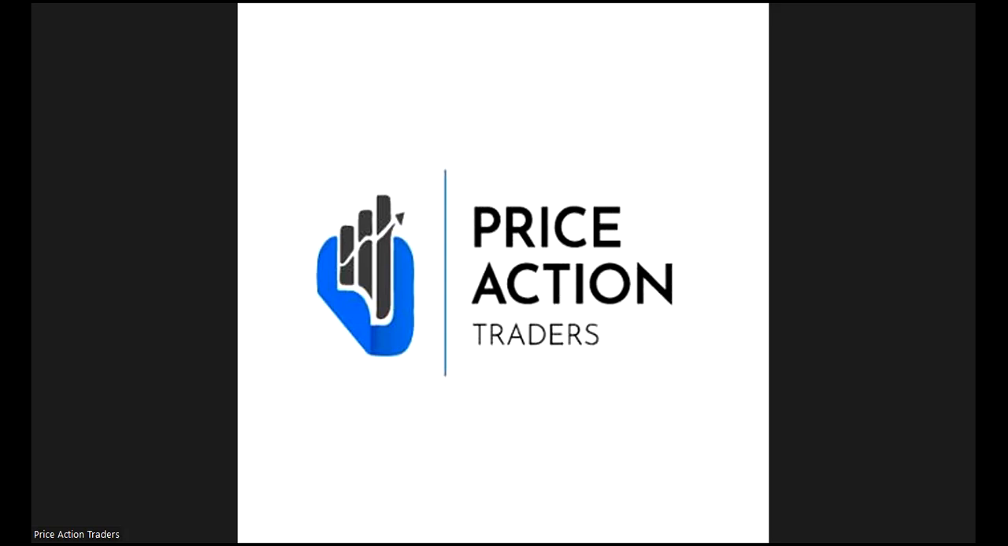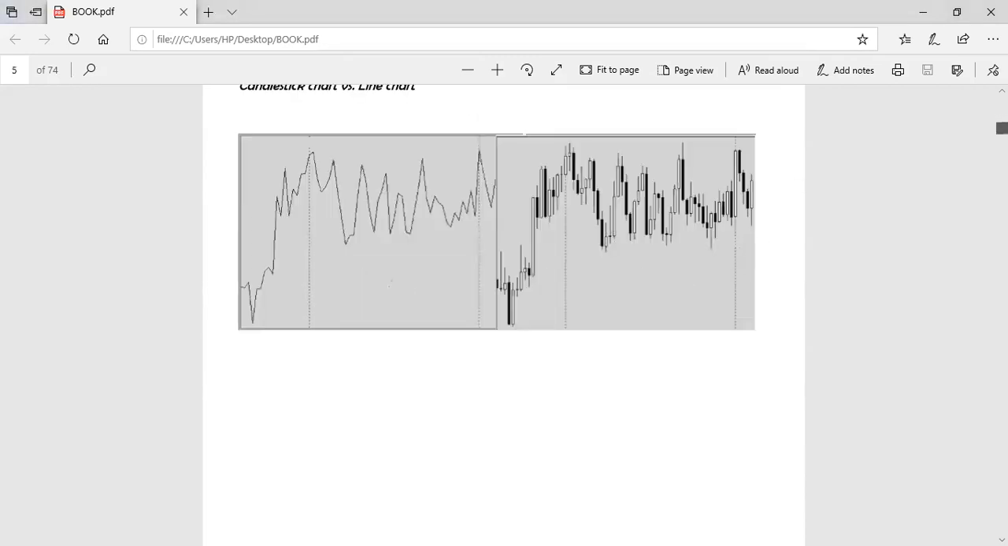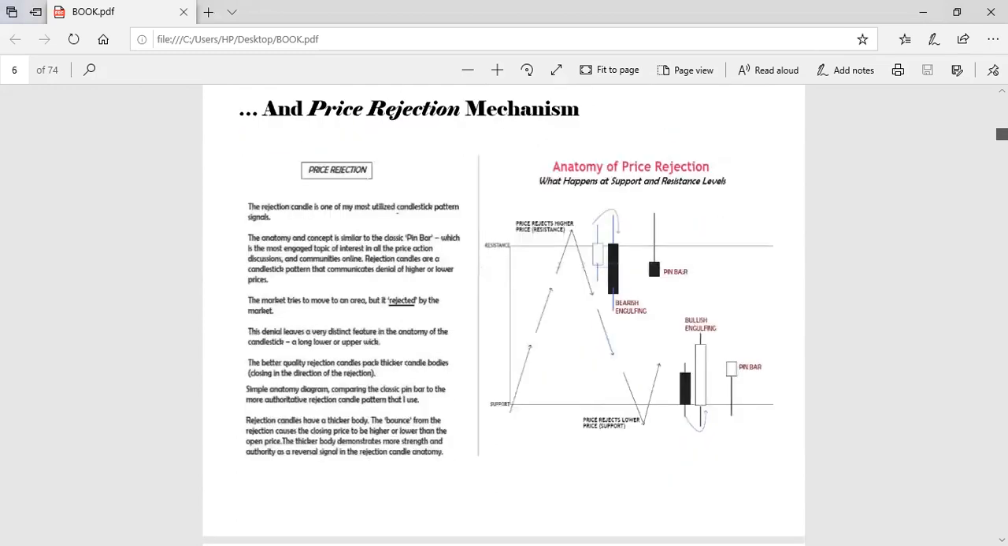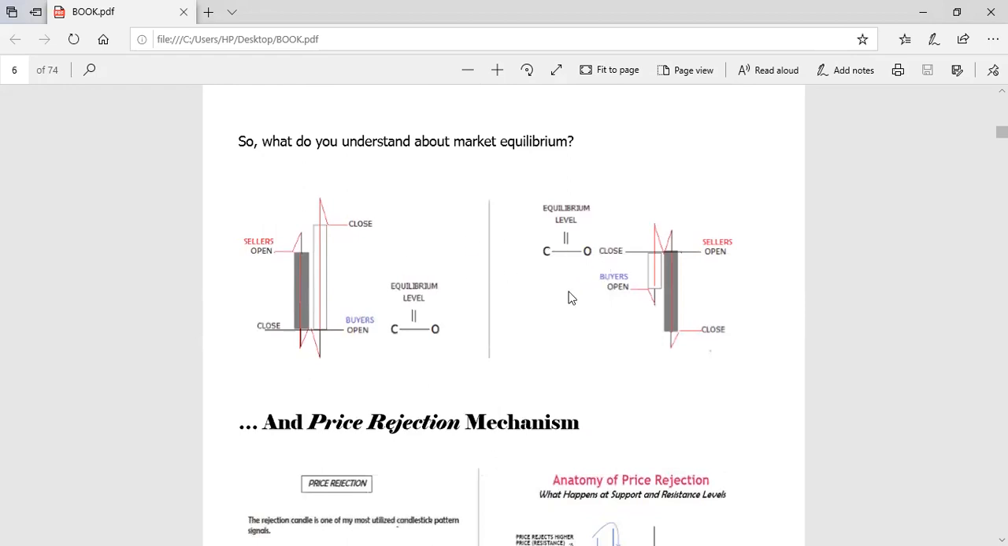Now, in the previous module, which is part one, we talked about the review. We talked about the open close connection, which is responsible for market equilibrium, and where the market will likely go to take the action from.